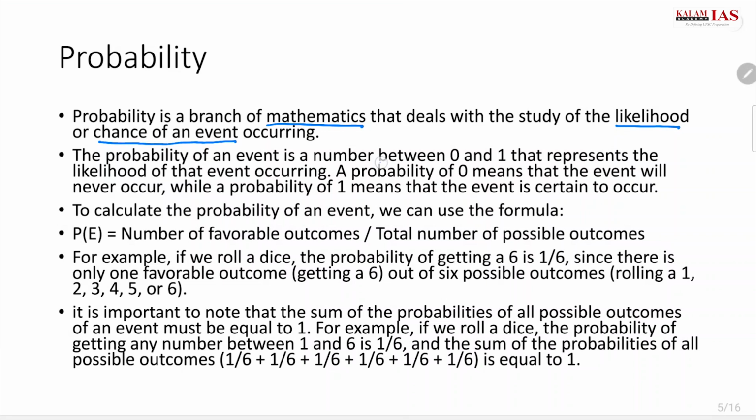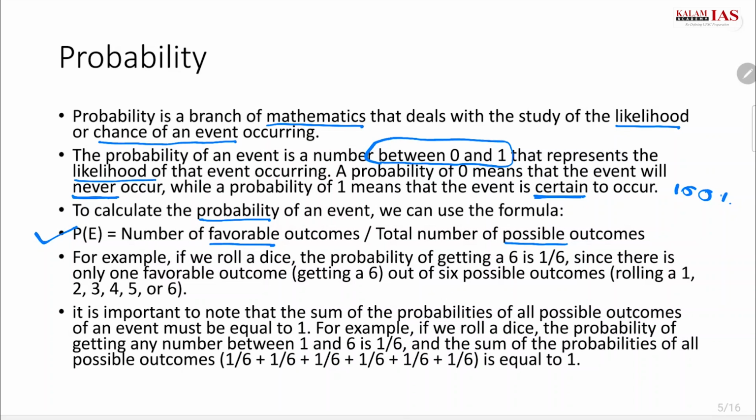It is a number between 0 and 1 that represents the likelihood of that event occurring. Probability of 0 means the event will never occur. Probability of 1 means that the event is certain. Certain means it is absolutely 100% sure that it will occur. To calculate the probability of an event, we use this formula: number of favorable outcomes divided by total number of possible outcomes. Number of favorable outcomes means the chances of the event happening.